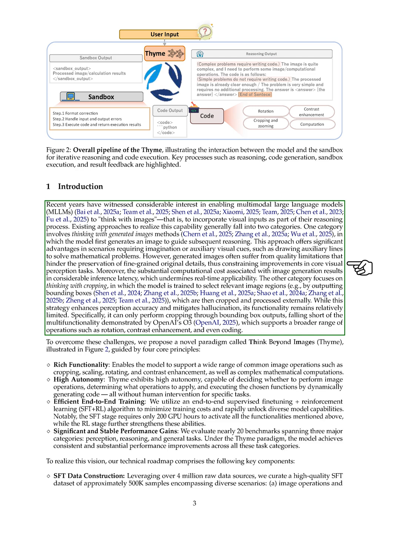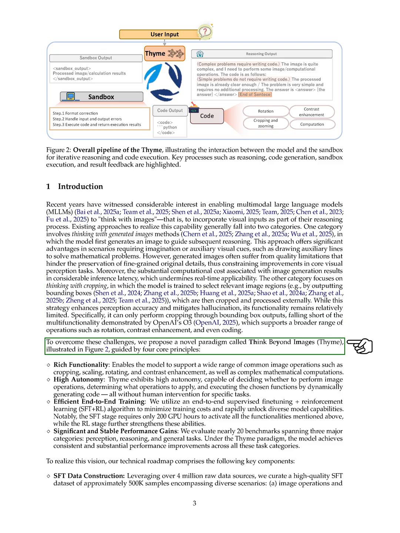The second approach focuses on cropping, where the model selects relevant parts of an image, typically using bounding boxes. While this improves accuracy and reduces errors, it is limited in functionality compared to models like OpenAI's O3, which can perform a variety of operations beyond cropping. To address these limitations, we propose a new framework called Think Beyond Images, or Thyme.